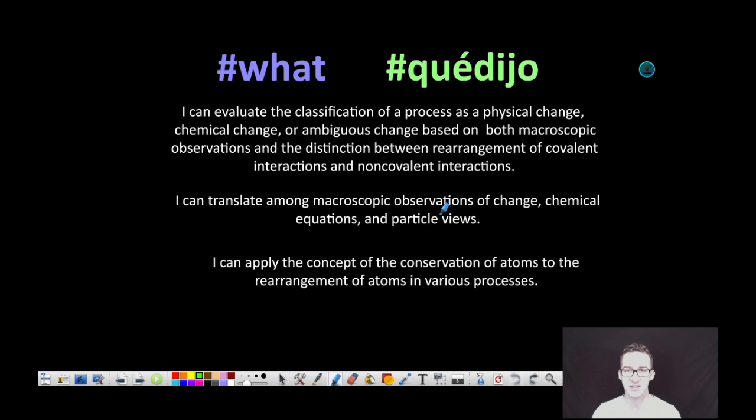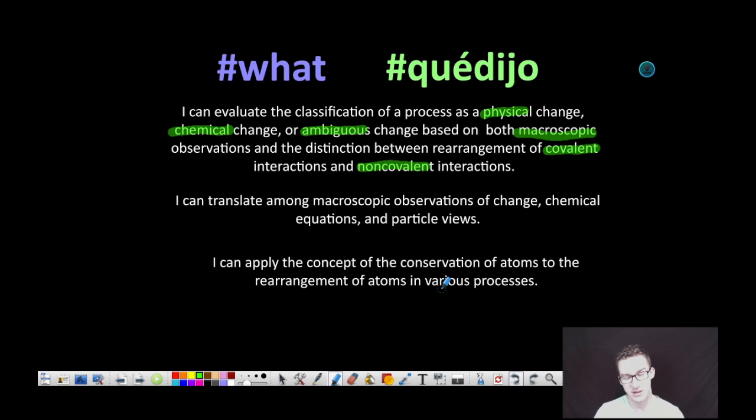All right, so let's break it down a little bit. You're gonna have to be able to classify changes as either physical, chemical, or ambiguous, and you're gonna have to do so based on observations that are both macroscopic in nature and those that we cannot see, based on the rearrangement of the covalent and non-covalent interactions. What's going on? Are we breaking those bonds to form new things, or are we just breaking intermolecular forces and the identity of the material stays the same?